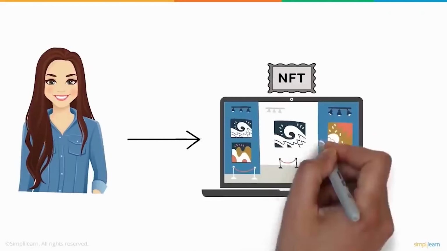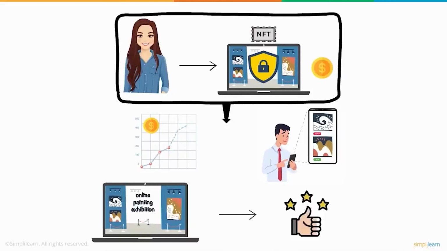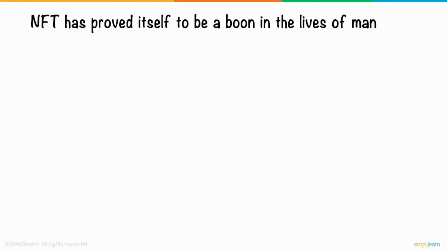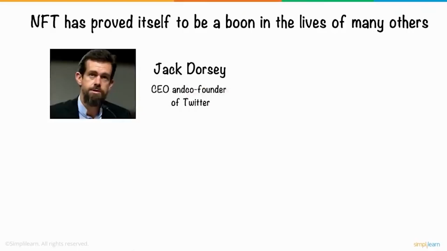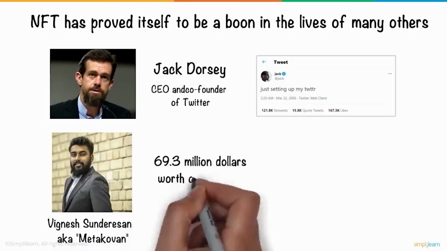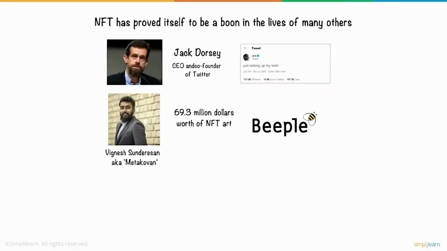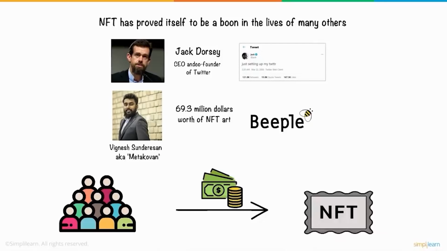Due to this, her artworks were secured from any kind of forgery and also gave her artworks a particular value. This contributed to increased sales too, as everyone was easily able to buy the artwork without any fear. All in all, her exhibition was a complete success. Similarly, NFT has proved itself to be a boon in the lives of many others, like Jack Dorsey, the CEO and co-founder of Twitter with his very first and famous tweet, "Just setting up my Twitter," and Vignesh Sundarasan, famously known as Metakovan, who bought $69.3 million worth of NFT art on Beeple. Owing to its increasing popularity, people are now willing to pay hundreds of thousands of dollars for NFTs.